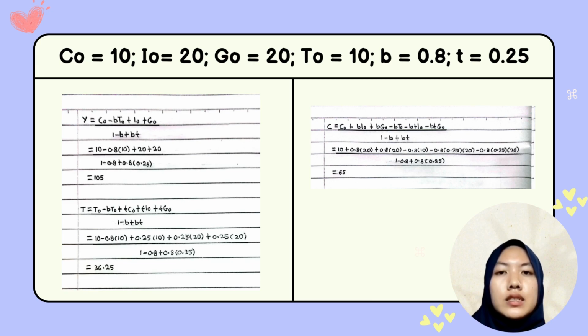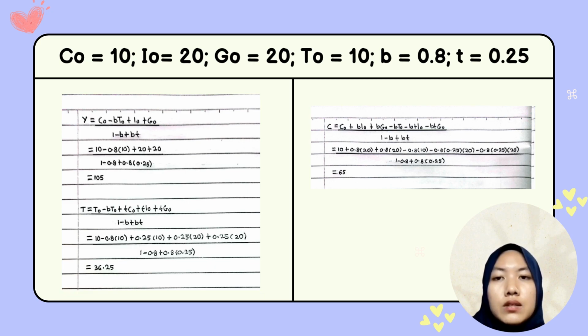Let's substitute the same given values into equation t. T equal to T null minus B T null plus T C null plus T I null plus T G null over 1 minus B plus BT equal to 10 minus 0.8 times 10 plus 0.25 times 10 plus 0.25 times 20 plus 0.25 times 20 over 1 minus 0.8 plus 0.8 times 0.25, and we will have 36.25 as T.